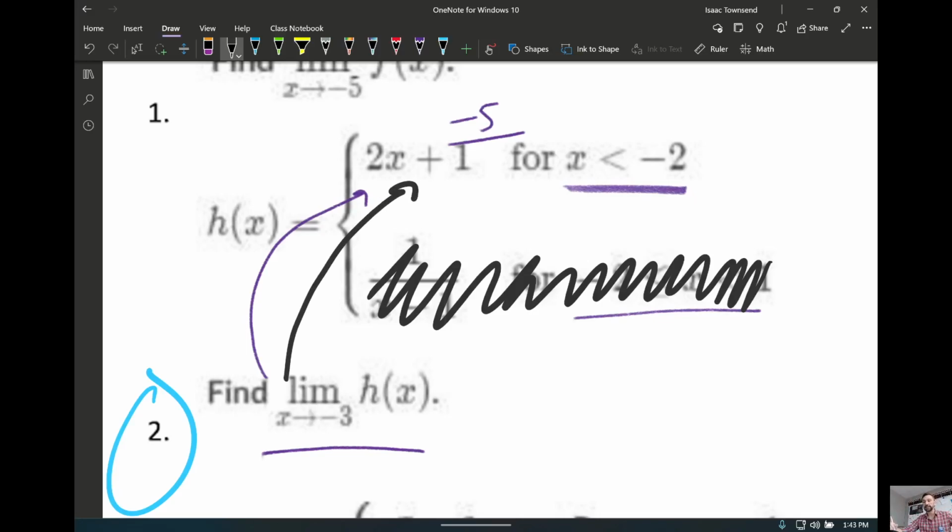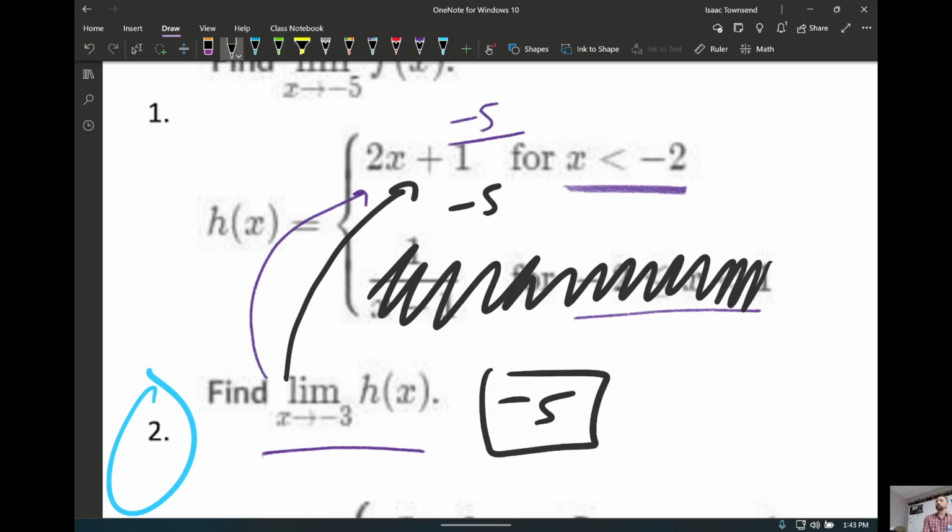And if you're plugging the same number into the same thing, you're going to get the same value. But only the top part of that piecewise function would be slightly to the left of negative 3 and slightly to the right of negative 3. The other part of the piecewise function was nowhere near negative 3 and was completely unuseful.